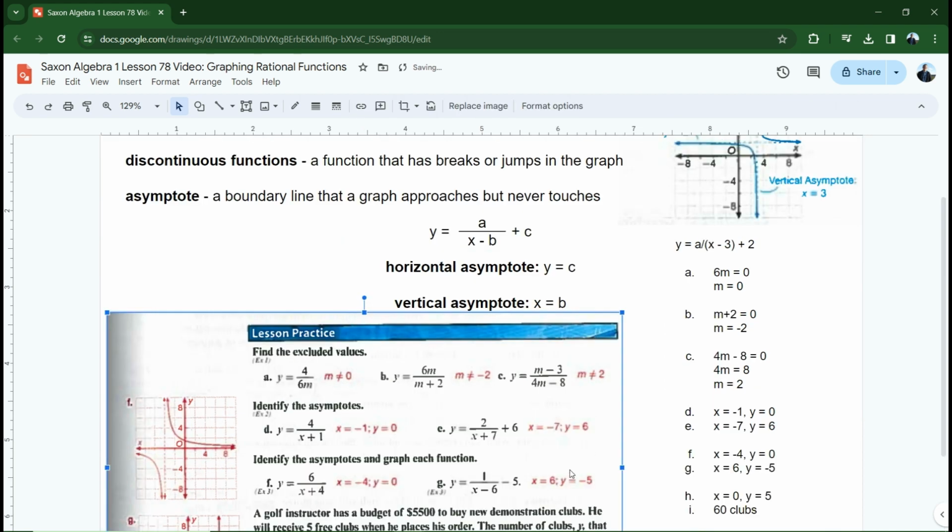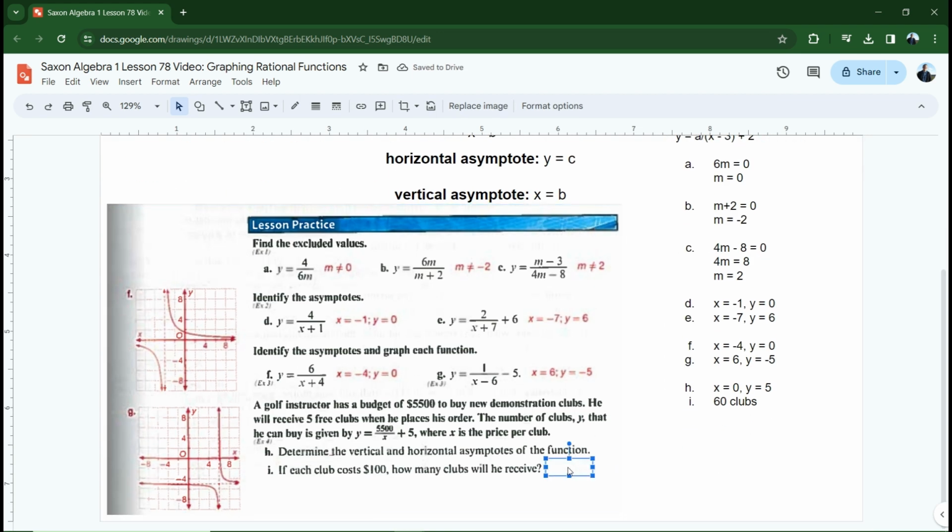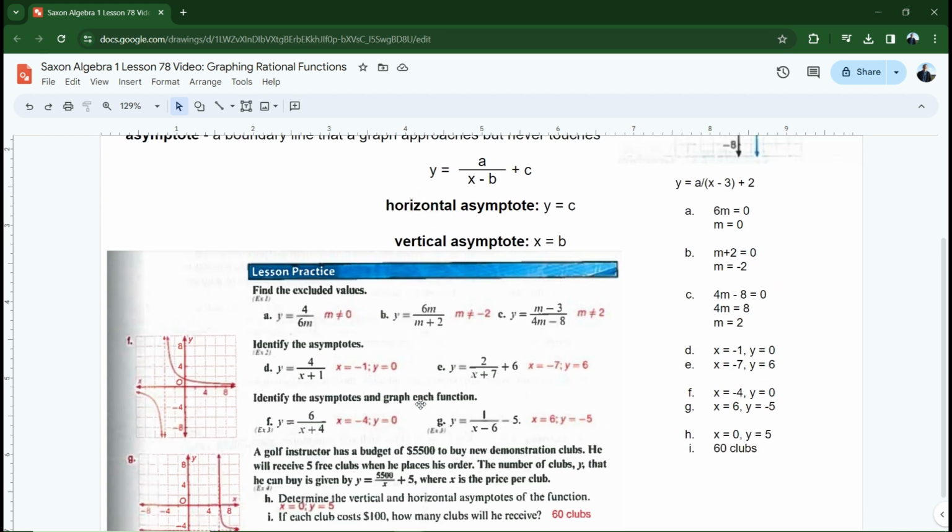Let's just see if we did that right. Okay, so 60 clubs, and just to check, x equals 0 and y equals 5 are my asymptotes. That is how you work these types of problems.